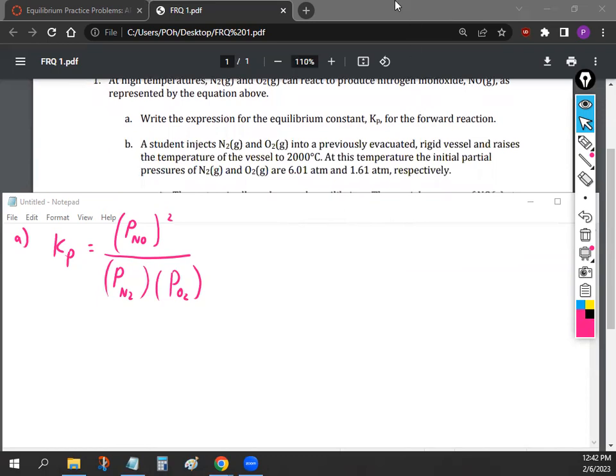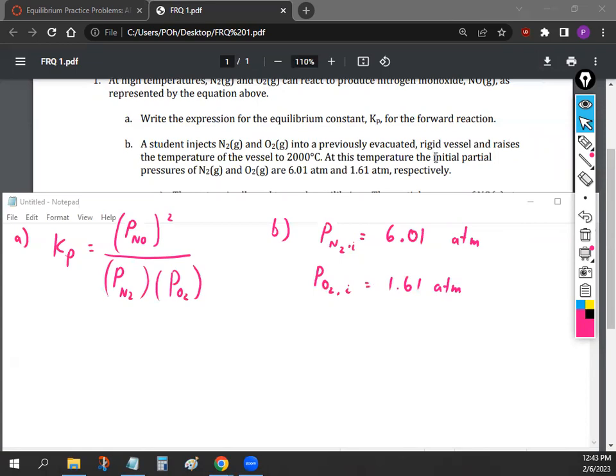Okay, so we're going to move on to part B. So it says that the student injects nitrogen gas and oxygen gas into this vessel, and it raises the temperature to 2000 degrees Celsius. And at this temperature, the initial partial pressures of N2 and O2 are 6.01 atm and 1.61 atm. So I'm just going to jot that down right here. The partial pressure of N2 is initially 6.01 atm, and I'll just write an I so we're clear. And then the pressure of O2 initially is 1.61 atm.